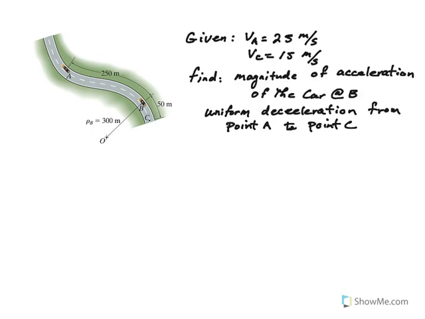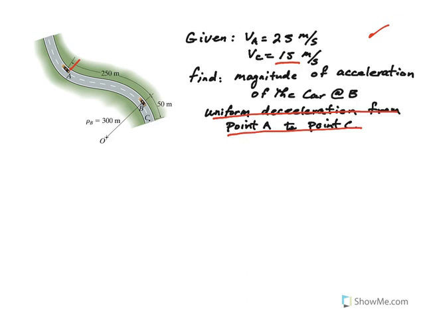an example of acceleration in the NT coordinate system, normal tangential coordinate system, related to curvilinear motion, which is a motion where the particle travels along a curved path. So here, you're told that car A has a speed of 25 meters per second at point A, and then it's uniformly decelerating from point A to point C, where the velocity decreases to 15 meters per second at point C along this curved path.